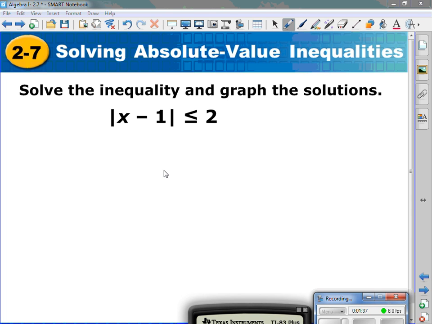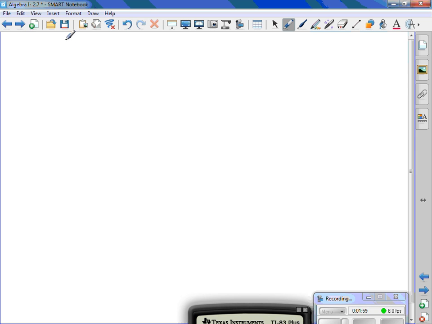I like this problem better to start off with. So I'll go back to the other one. Absolute value of x minus 1 is less than or equal to 2. When we had a basic equation, actually let me add a slide in here to go back to a basic equation, just to refresh your memory. Absolute value of x equals 5. To refresh your memory, x was 5, or x was negative 5.